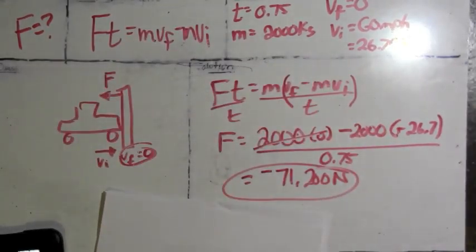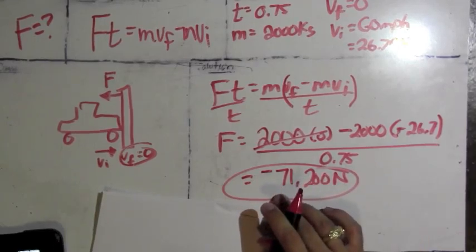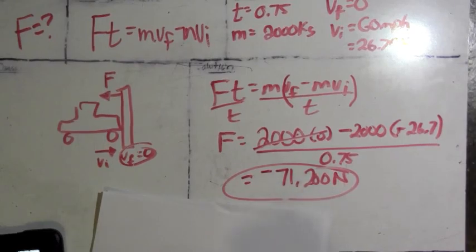Now, if the question were to ask, what is the magnitude of the force? You would, of course, answer this as positive 71,200, because magnitude is an absolute value of whatever vector value you're given.